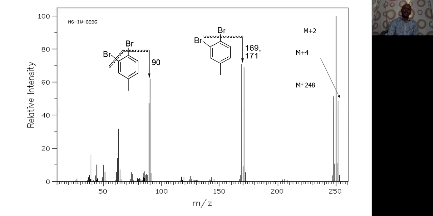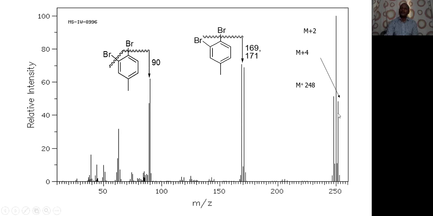So that is the characteristic of aromatic halogens. Another example is the dibromo compound. Here you can observe the M plus peak, M plus 2 peak, and then M plus 4 peak.